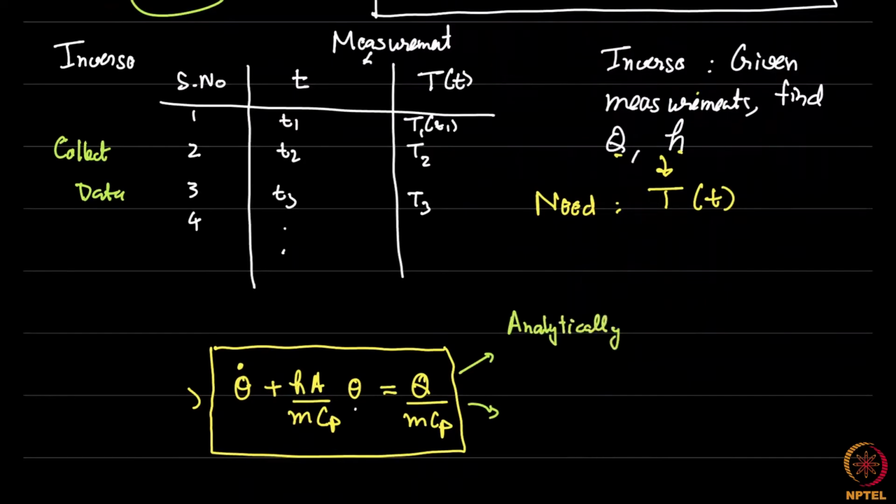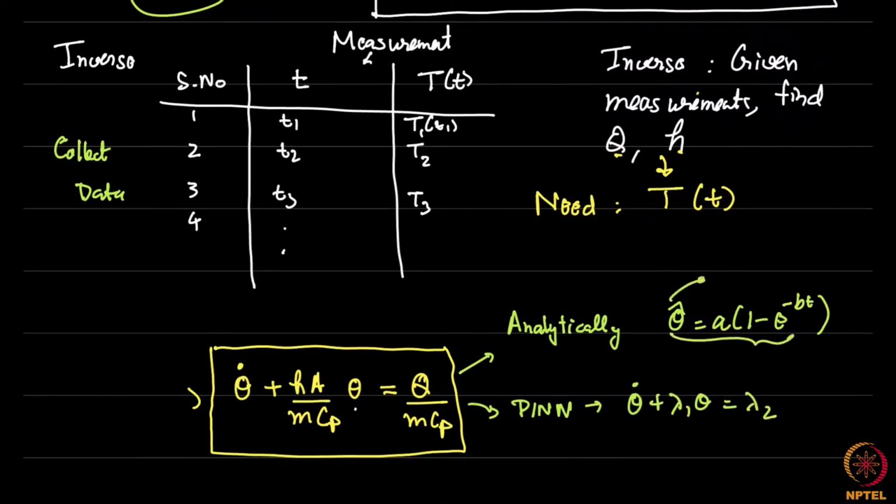which, if you remember, you had theta hat is a1 minus e to the power minus bt. So something of this sort, or plus bt, whichever way you want to represent it. And another way is to start from here and apply pin and simply use theta dot plus lambda 1 theta equal to lambda 2. Now, if we start with the analytical approach, we can use the Gauss-Newton algorithm and just do this as a simple nonlinear regression problem. So this is approach 1.